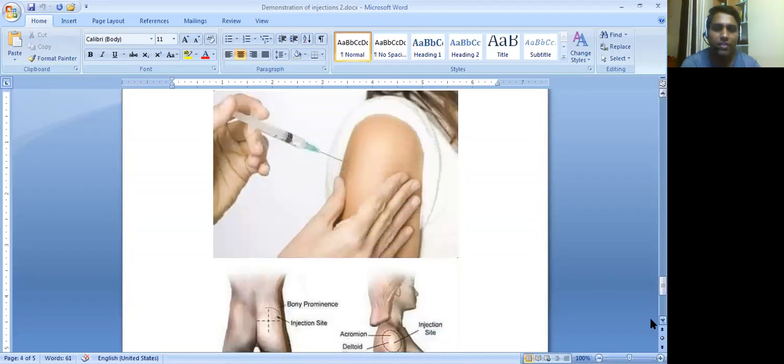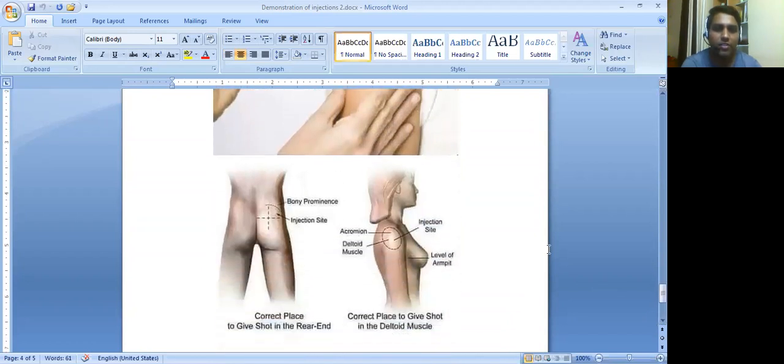Then deltoid injections: the deltoid injection should be given below the acromion process in the deltoid muscle.